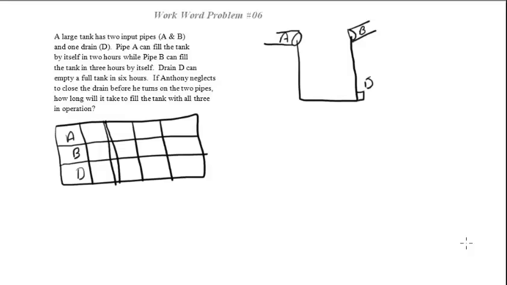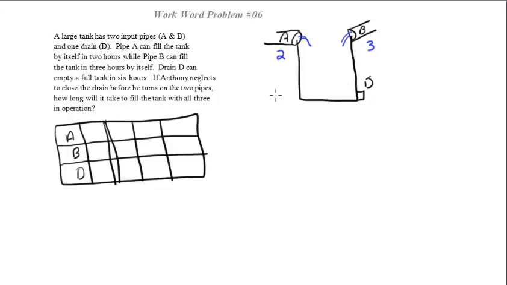This is the sixth and final word work problem and has a new wrinkle to it. If we read the problem, the large tank has two input pipes, A and B, and one drain, D. Pipe A can fill the tank by itself in 2 hours. Pipe B is going to fill it by itself in 3 hours.